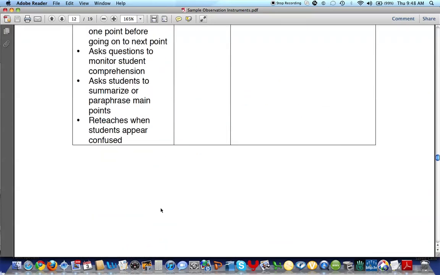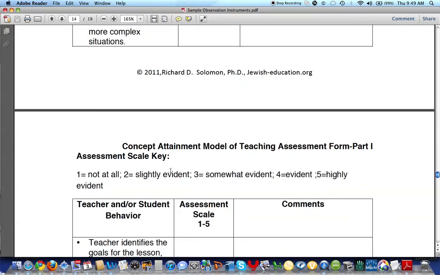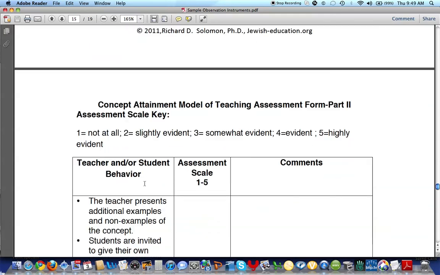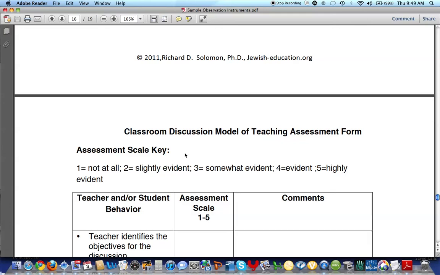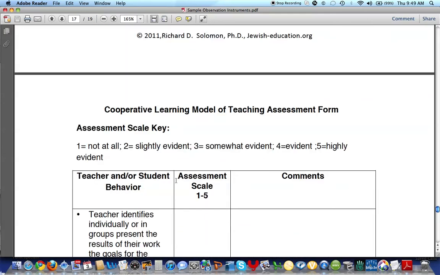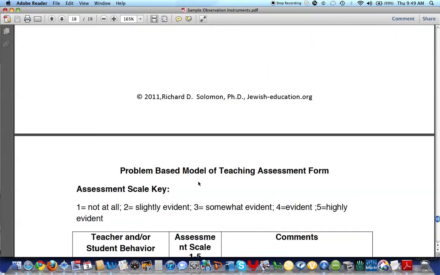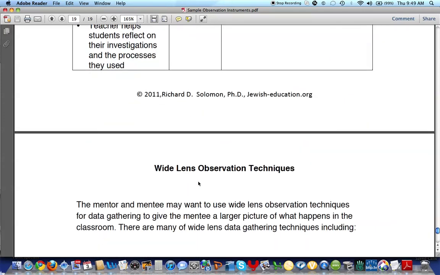This is a 2-page observation form. We have the same instrument for the direct instruction model, here we have the concept attainment model and the key. And we have this for the classroom discussion model, cooperative learning model, the problem-based model of teaching is also included.